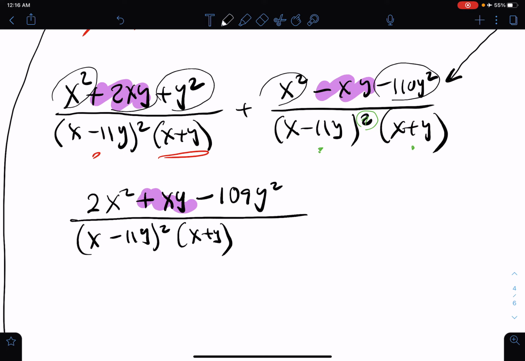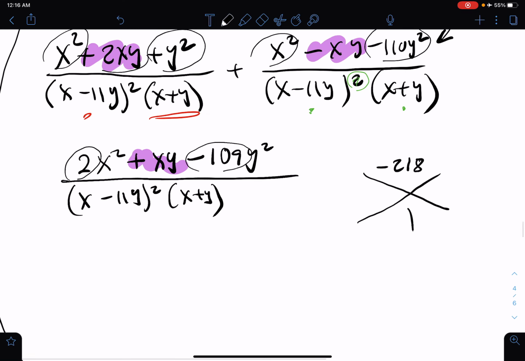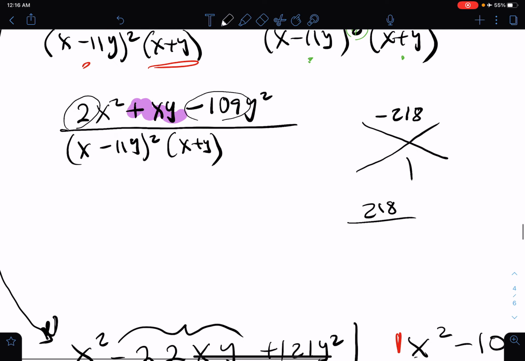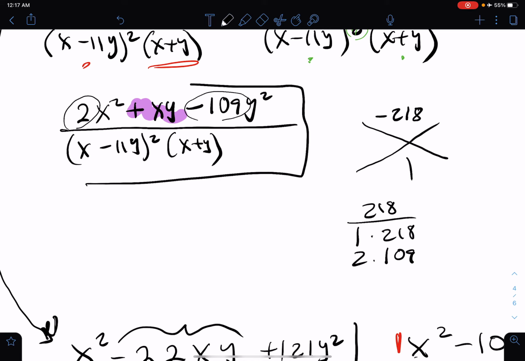And I might try to do some factoring here, but this is looking like a bit of a beast. 2 times negative 109 is going to give me a negative 218. What multiplies to negative 218 and adds to 1? I know 218 will factor down to 1 times 218 and 2 times 109, and 109 is prime, so that's as far as that's going to go. There's no way this is going to factor. So this is added together and simplified completely.